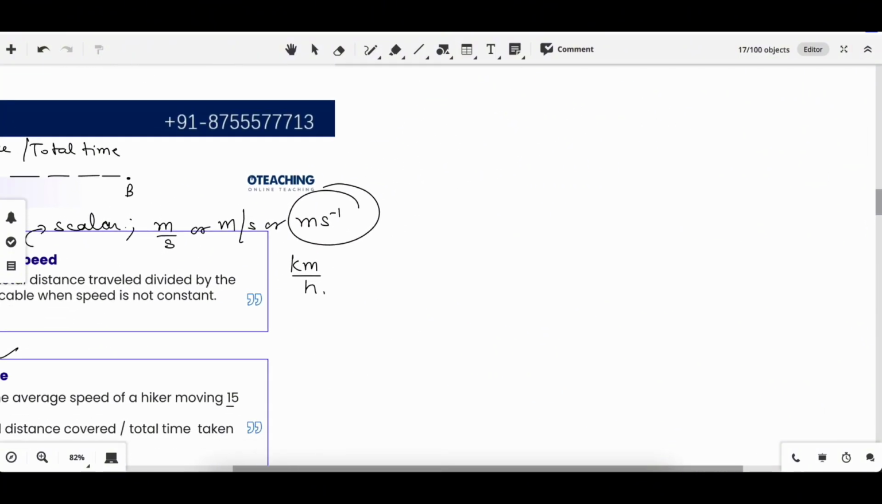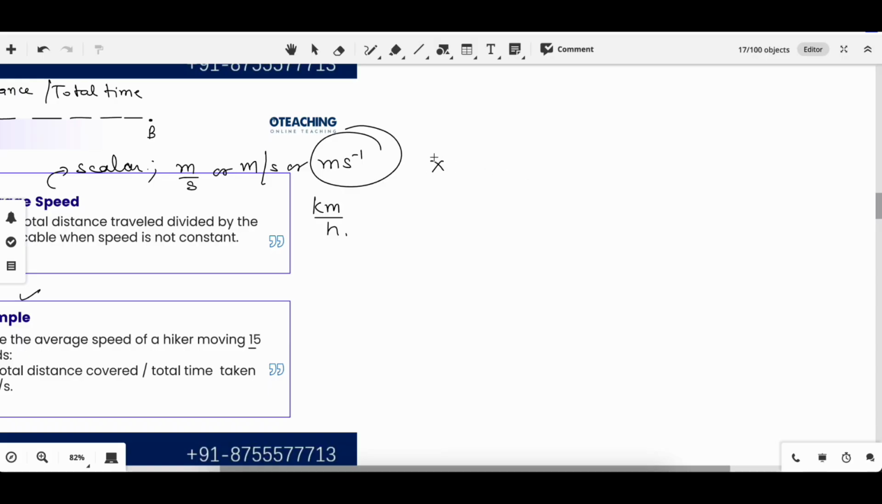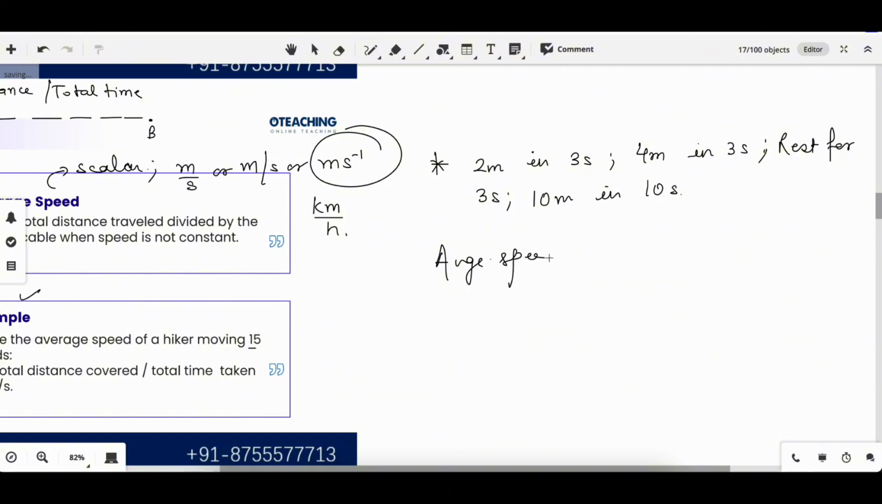Now let's come up with a question here. Suppose you traveled 2 meters in 3 seconds. Okay, this is the first. Then you increase your speed and you covered 4 meters in 3 seconds. Then you come to rest for 3 seconds, and then again you covered 10 meters in 10 seconds. So calculate the average speed. How would I calculate the average speed?